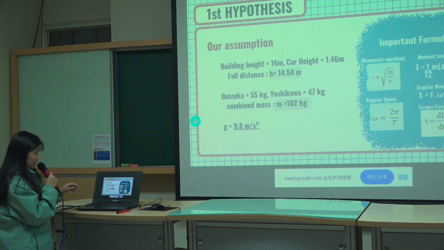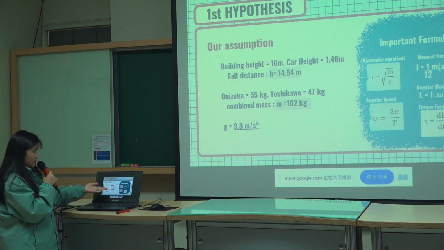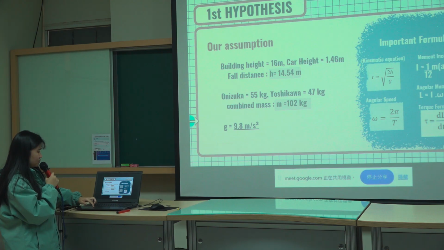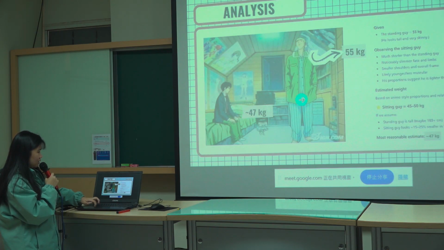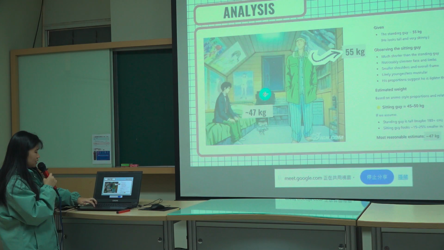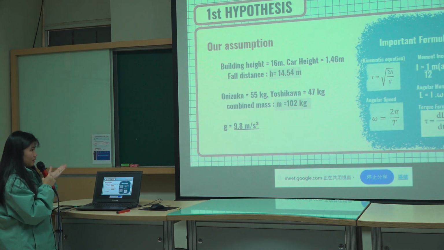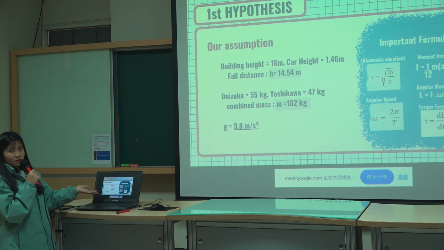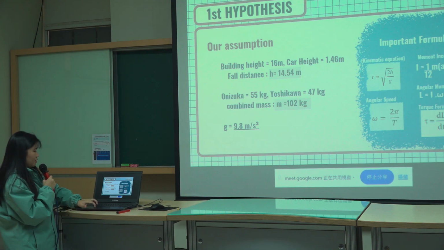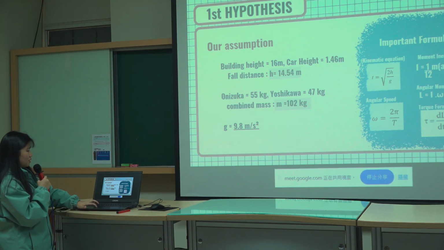So our assumption here is that the fall distance is 14.54 meters, and Onizuka's weight is 55 kilograms. In comparison, we can assume Yoshikawa is 47 kilograms, because I cannot find Yoshikawa's weight on the internet. So their total weight is 102 kilograms, and we use the gravity acceleration of 9.8. These are useful formulas for our calculation.